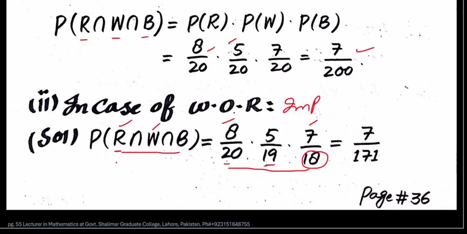Suppose we have the order red intersection black intersection white. Now you can observe whether the answer will change here. I think this will be the same because this is the product and the denominator will be the same here. So the answer will be 7 over 171 again.